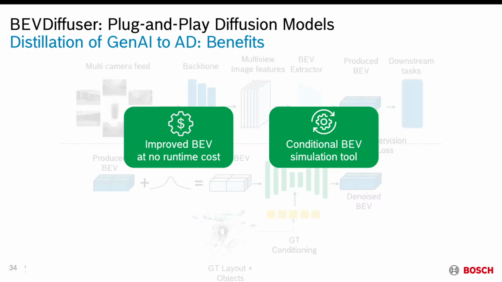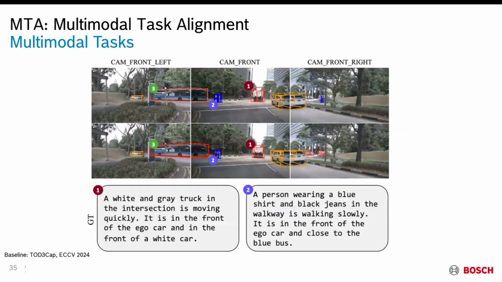So what are the benefits of our approach? We improve the BEV at no runtime cost. You can actually later use this as a conditional BEV simulator. So you can just alter the layout, create new BEVs, and do more detection. Okay, and then the multimodal task alignment is the last topic of this talk.